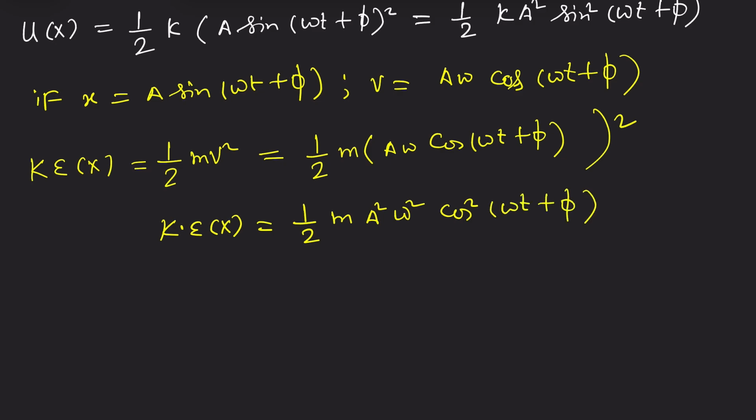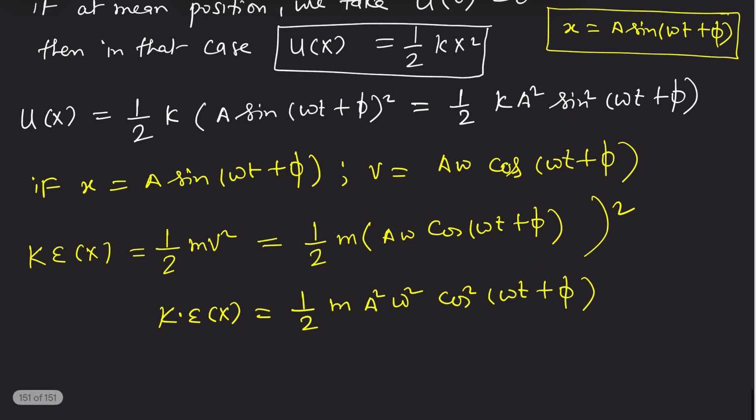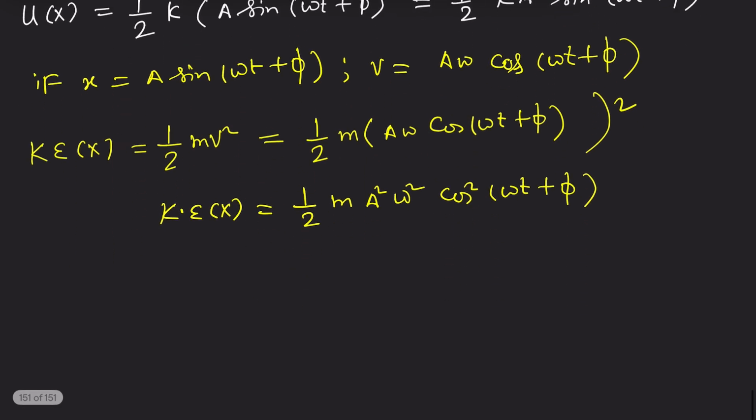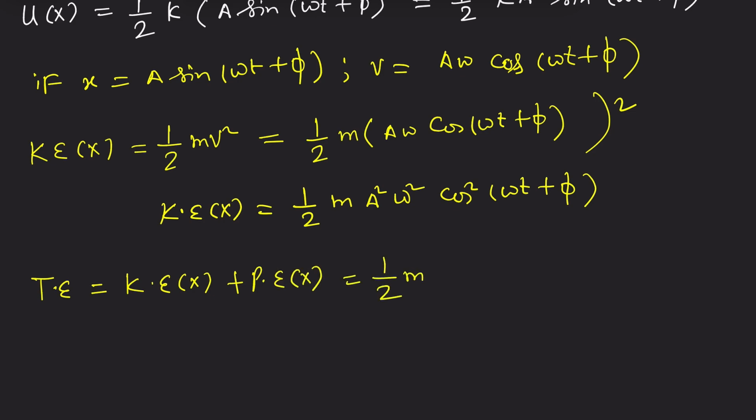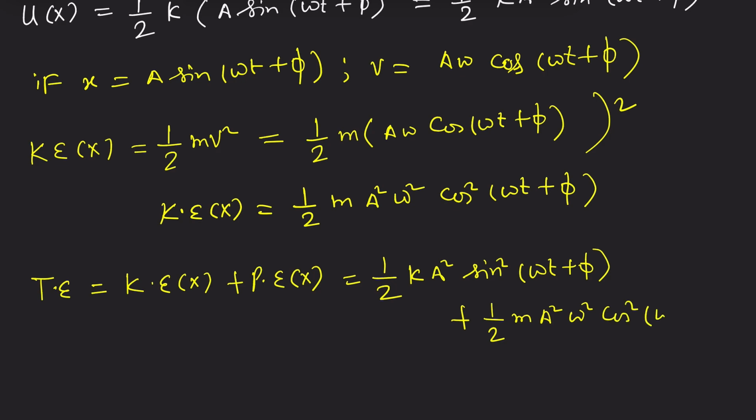Is this okay? Now if I write the total energy, the total energy is kinetic energy at position x plus potential energy at position x, and that will be half k a square sine square(omega t plus phi) plus half m a square omega square cos square(omega t plus phi).